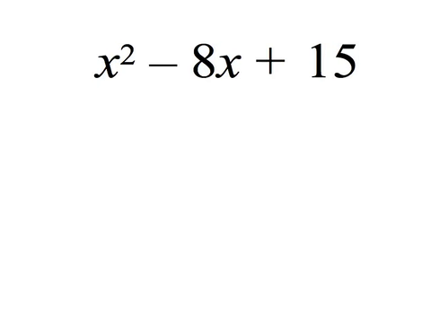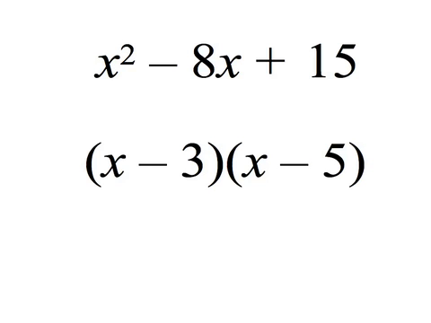And here's one where the 8's negative. But because the 15's positive, we know that it's negative times negative to make positive, so it's still 5 and 3. Or in this case, it's negative 3 and negative 5. Or as we write it, x take away 3 times the quantity x take away 5.